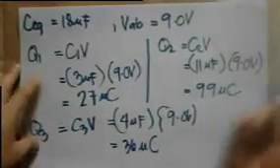Since this is in parallel, the net charge is equal to the sum of the individual charges. So Q net equals Q1 plus Q2 plus Q3. Our Q1 is equal to 27 microcoulomb plus 99 microcoulomb plus our third charge, which is 36 microcoulomb. Adding these three charges, we have our net charge of 162 microcoulomb.